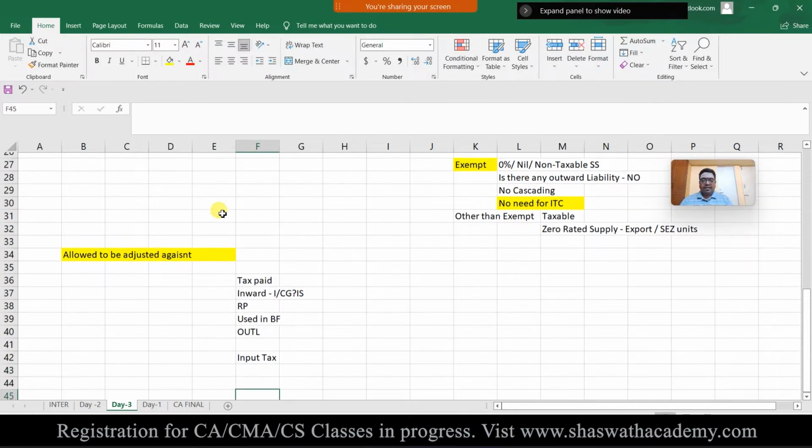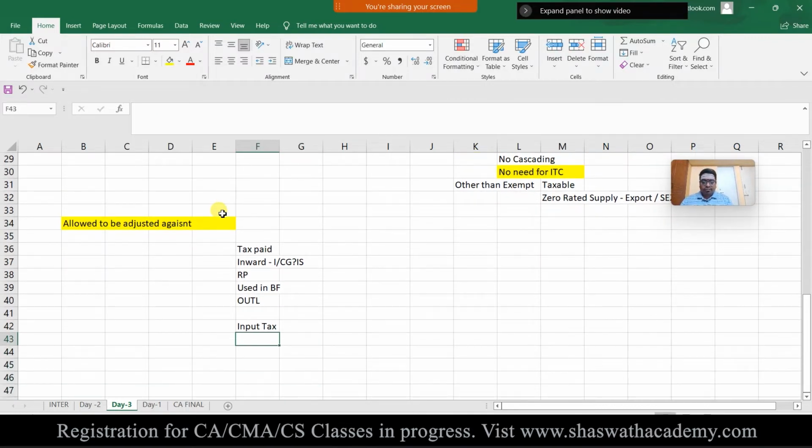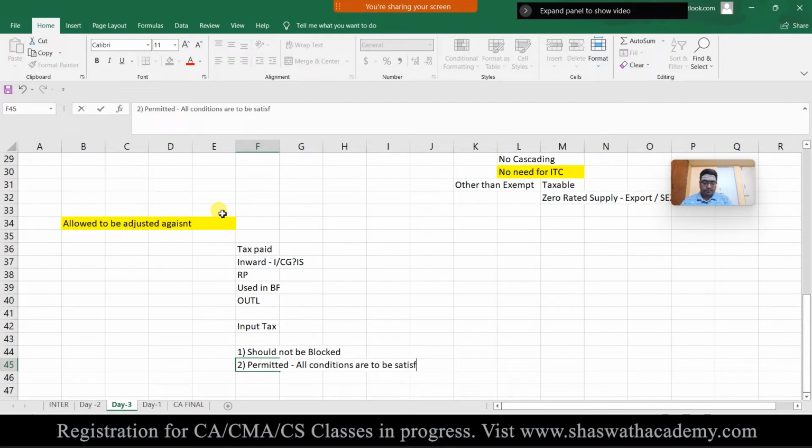So when will this go to input tax credit? From input tax to input tax credit, point number 1, it should not be blocked. If it is blocked, there ends the discussion here. There is no furtherance. And point number 2, it must be permitted. Permitted in the sense, when it will be permitted, all conditions, look at the plural I am using, all conditions are to be satisfied. When these 2 criteria are satisfied, what will you call it as? I will call it as input tax credit.